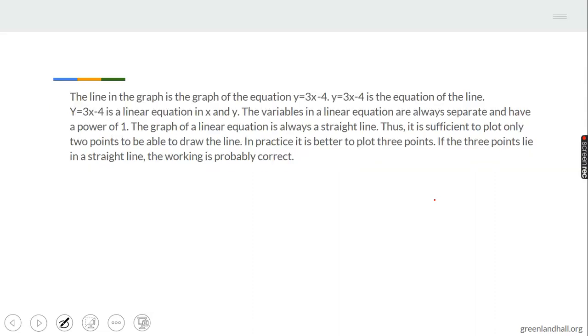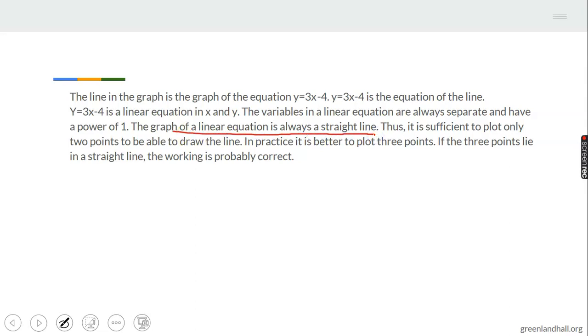So now there are some things that we need to note here. The variables in a linear equation are always separate and have a power of 1. I've explained that it must be a simple equation. It's not one that has a power of 2. That is not quadratic. This is just a simple linear equation. Then the graph of a linear equation is always a straight line. If you are getting a curve, that means you are wrong. I've mentioned that before, so you must take note of that. It must always be a straight line.